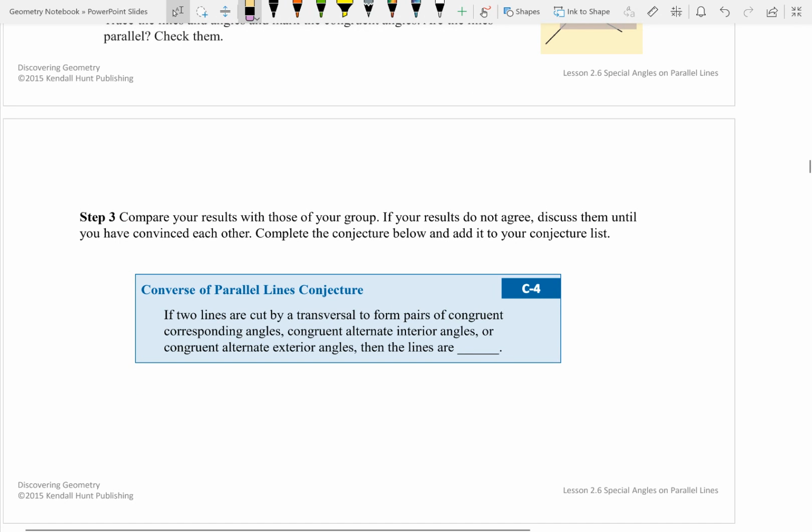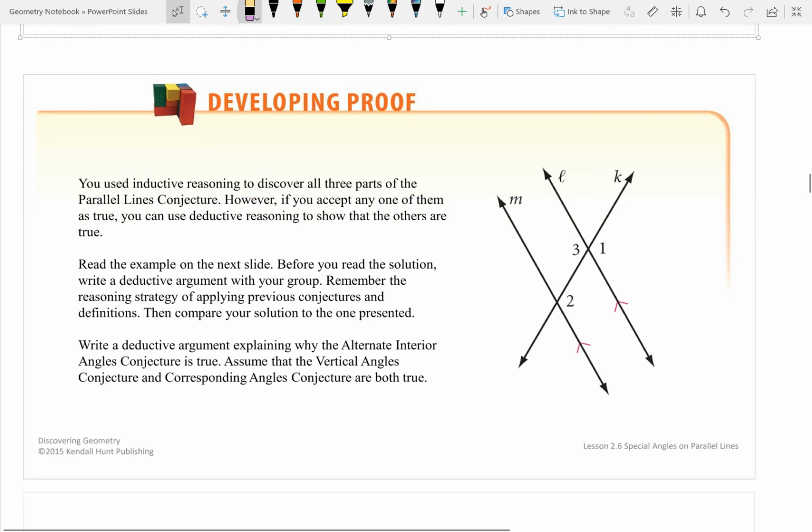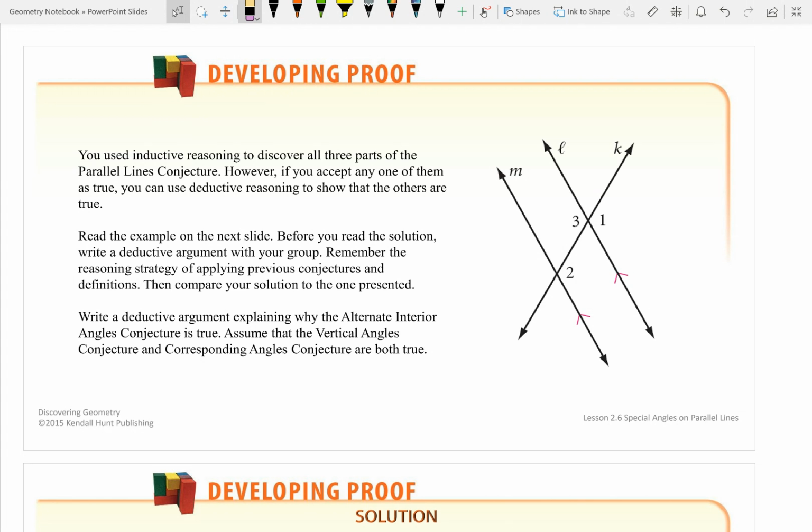We're going to notice that if two lines are cut by a transversal to form pairs of congruent corresponding angles, congruent alternate interior angles, or congruent alternate exterior angles, then the lines are parallel. There we go. Cool. Next, we're going to develop proof.